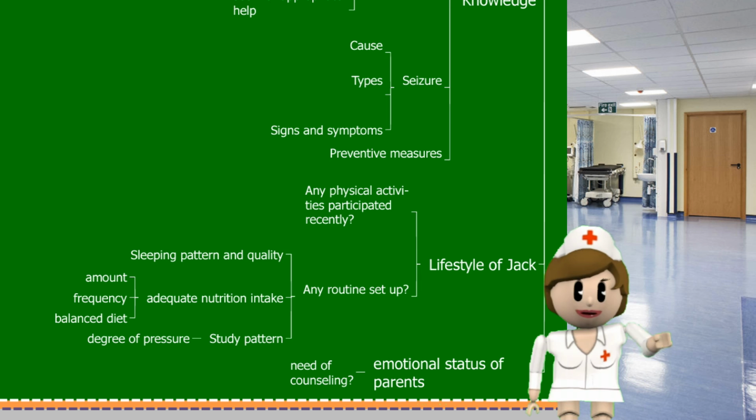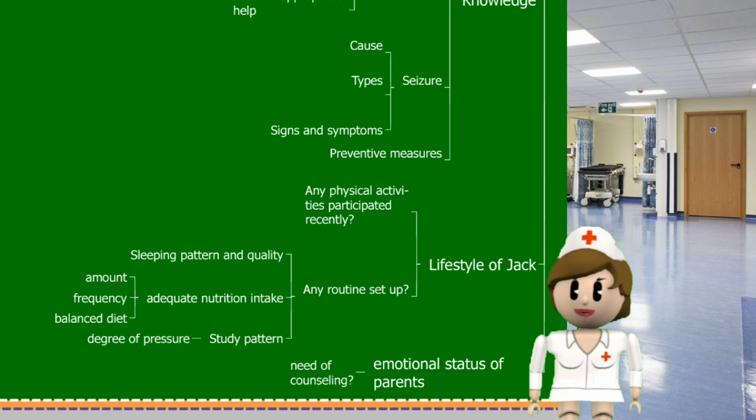Sixthly, we should assess the lifestyle of Jack. Similarly, we could obtain more useful information from parents in order to know more about his situation. In this aspect, we should assess if Jack has participated in any other activities other than table tennis. Next, we should assess his daily routine, for example, sleeping pattern, because lack of sleep is one of the causes of inducing seizure. Also, we should assess if he has a balanced diet, because malnutrition is also one of the causes of seizure. Moreover, we should assess his degree of pressure by knowing his study pattern, because stress is also a cause of seizure.